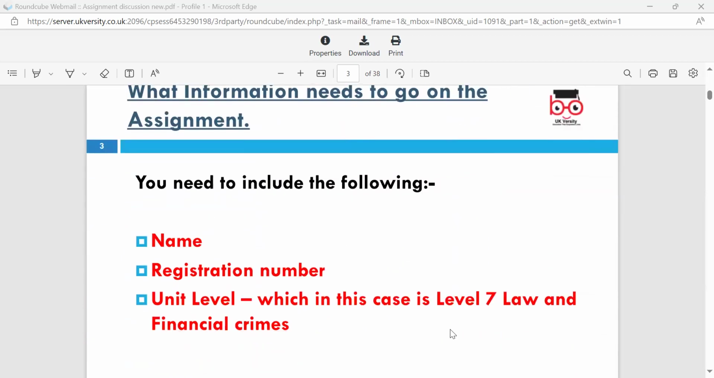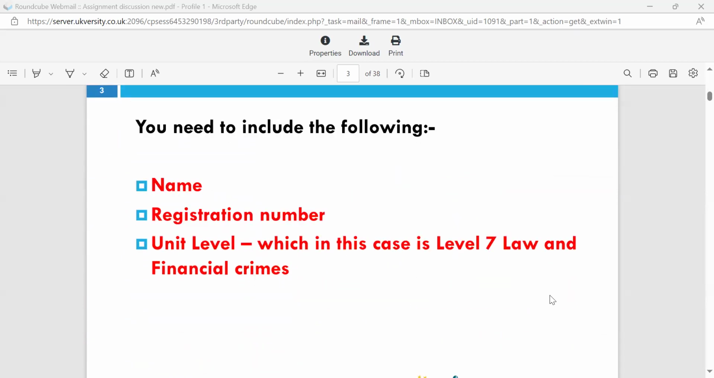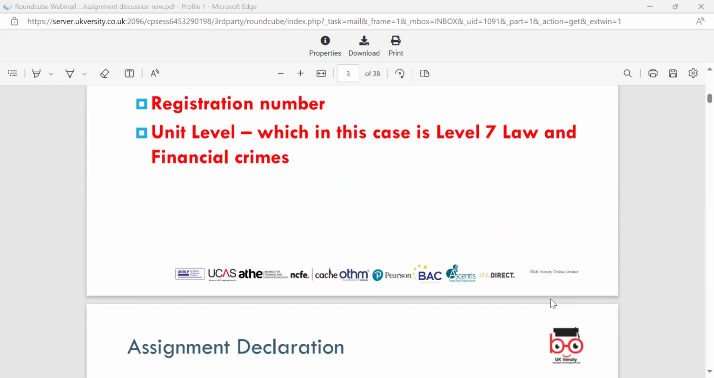What information needs to go on the assignment? So you will need to include at the start of the assignment your name, your registration number, your unit level, which is in this case level 7, law and financial markets. And that's really important because as the assessor, they need to know whose work it is and which level they're doing and what the unit is that they're doing. So this needs to be included at the start.